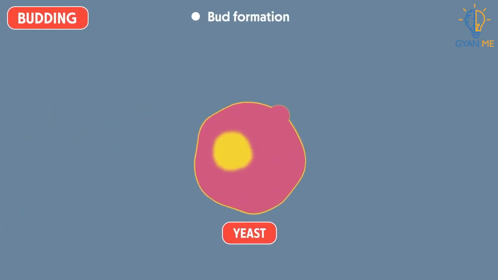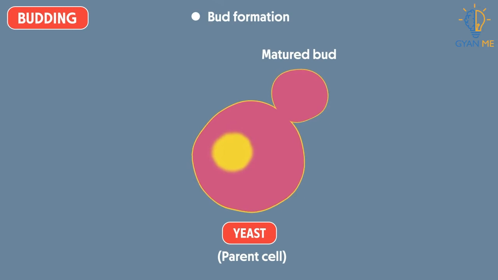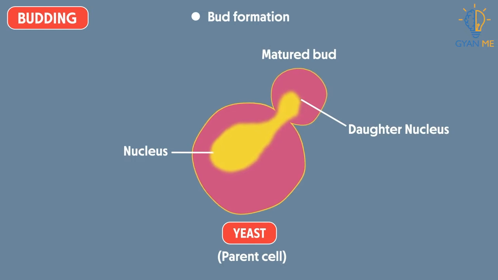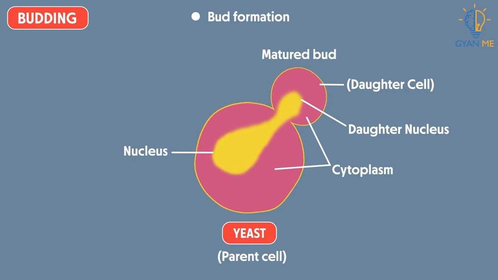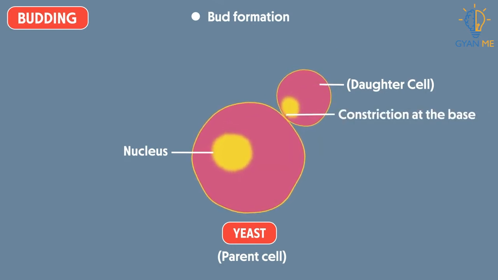This is a yeast cell. Can you observe a small protuberance, outgrowth or bulge on the parent cell? This is called the small bud, which then grows to full size and forms a matured bud. Later, the nucleus of the parent cell splits into the daughter nucleus and then migrates into the daughter cell. Along with the nucleus, the cytoplasm also equally divides into the daughter cells. The bud detaches from the mother's body by forming a constriction at the base.